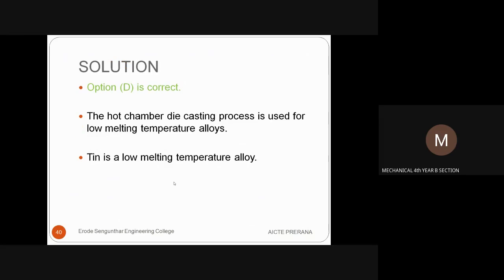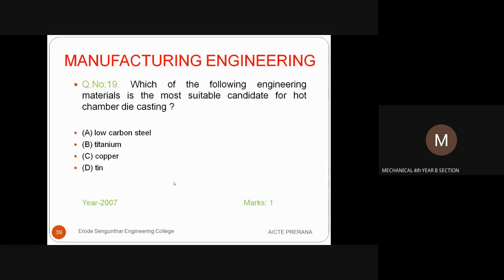The explanation is here. The hot chamber die casting process is used for low melting temperature alloys, as I said before. Among these options, tin is the lowest melting point alloy. So the right answer is option D.